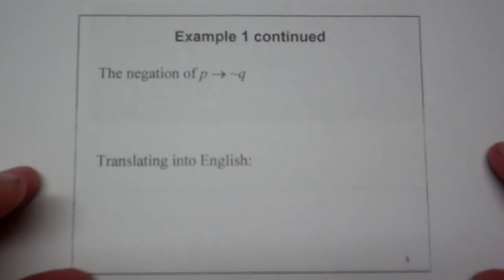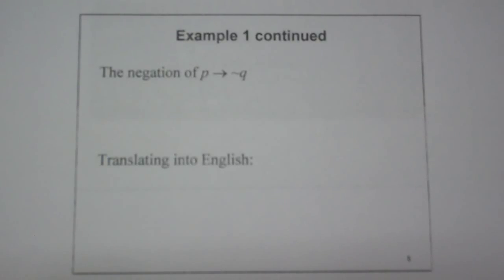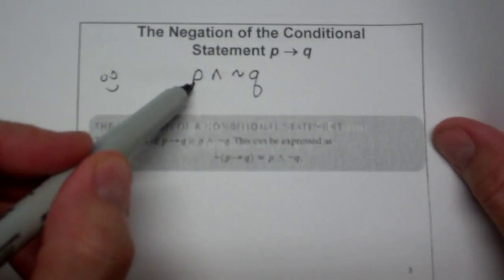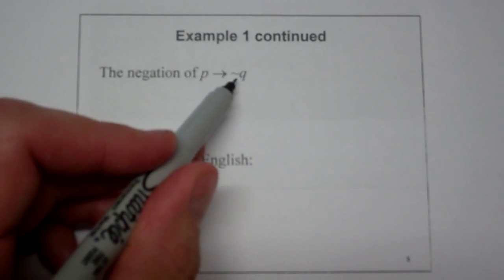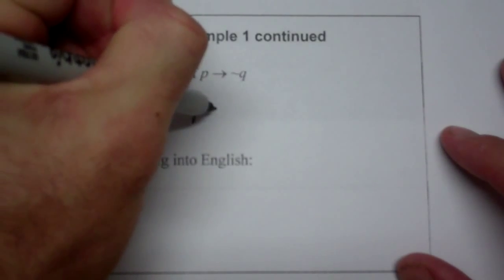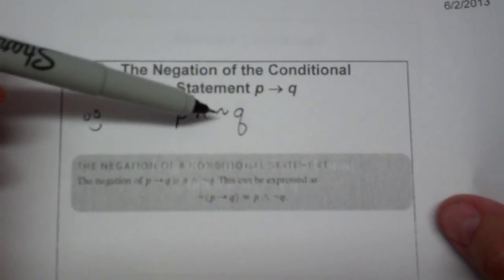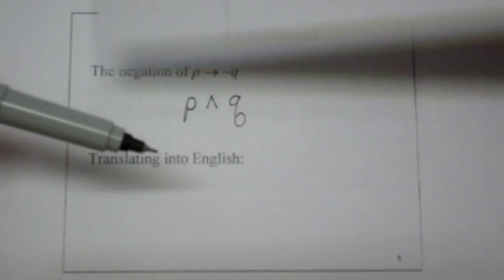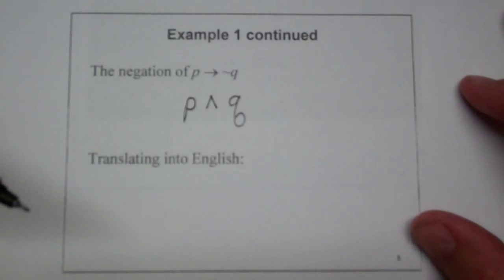So how do we want to write the negation of P implies not Q? Well, remember, we're going to take the negation of P implies Q to be P and not Q, but here we already have the not Q, so I need to take the negation of that. So that's going to give us P and Q, the opposite truth table. If I have Q, I want the opposite truth value of not Q. If I have not Q, I want the opposite truth value, which is Q.